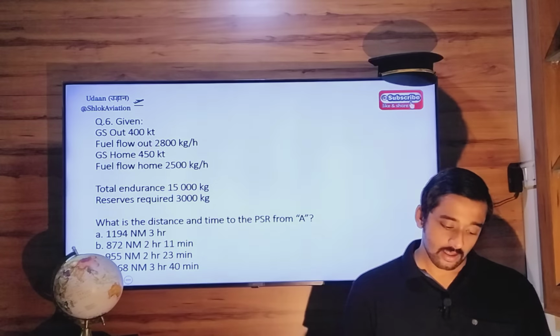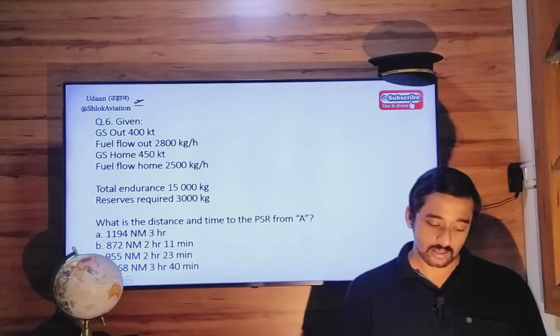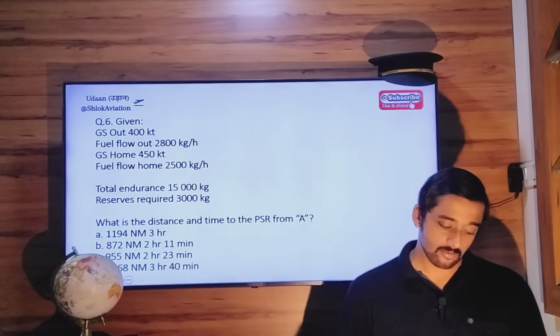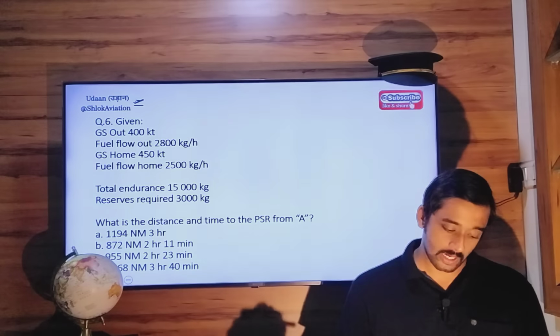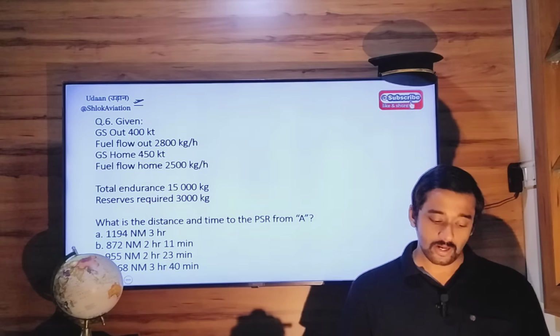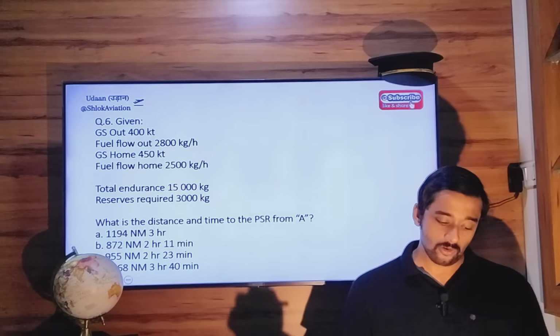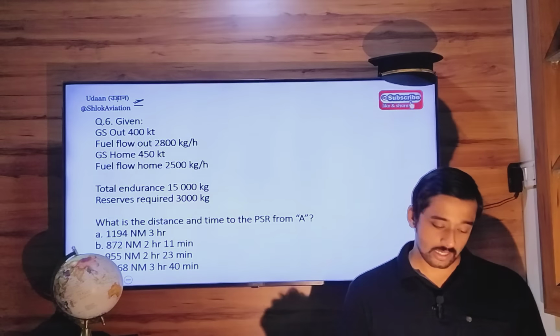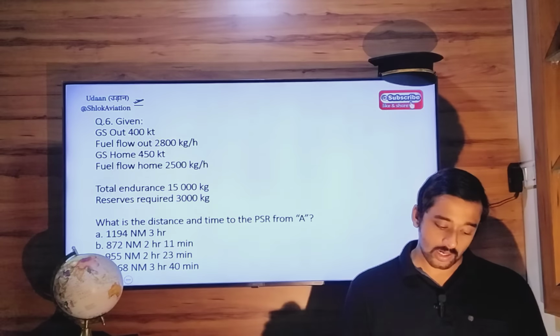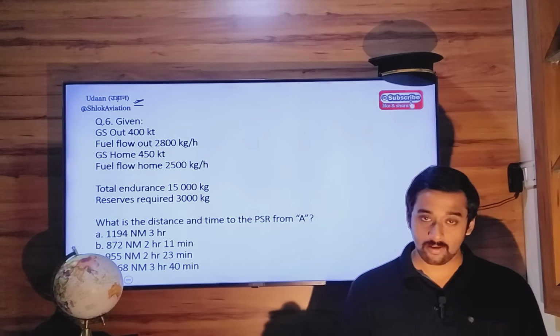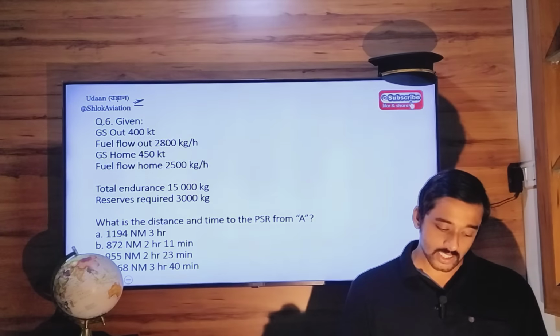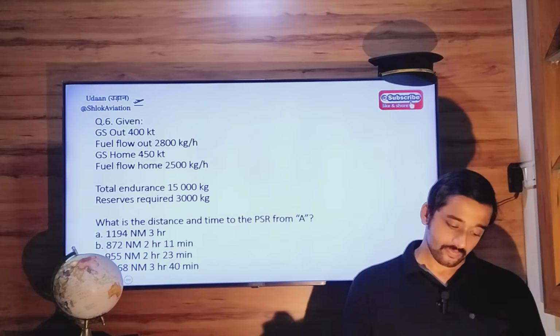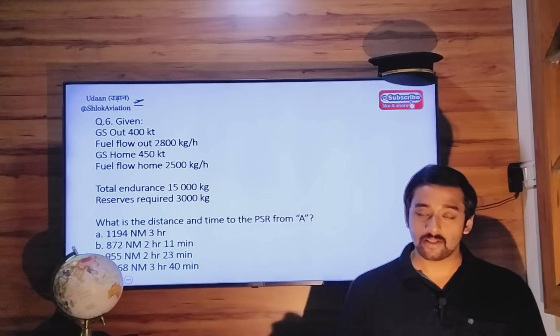Outbound ground speed is given. Fuel flow outbound, that is the fuel consumption rate while going out to the point of no return, is given. Ground speed homebound is given. Fuel flow consumption back home is given. Total endurance and reserves required are given. What is the distance and time to the point of safe return from departure?